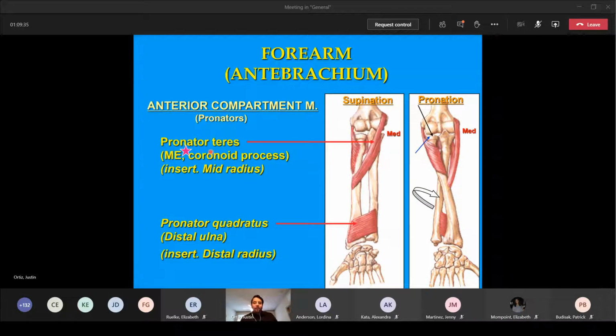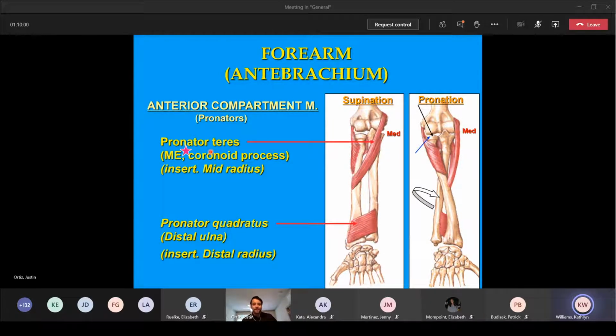Pronator teres right here. Oh, question? Yeah. So I think I got confused like 2 questions ago, so I just want to clarify something. So the white piece, with the muscle, let's say the palmaris longus, for example: at the top are the muscles, but as they extend down into the hand, they become tendons extending off of the muscle.